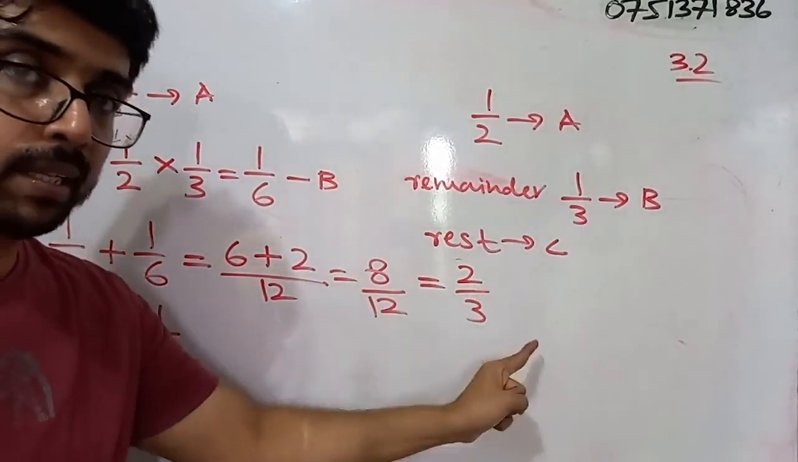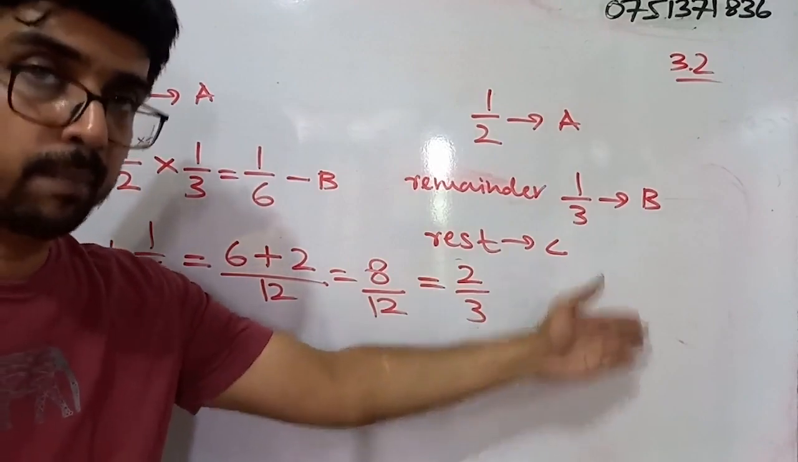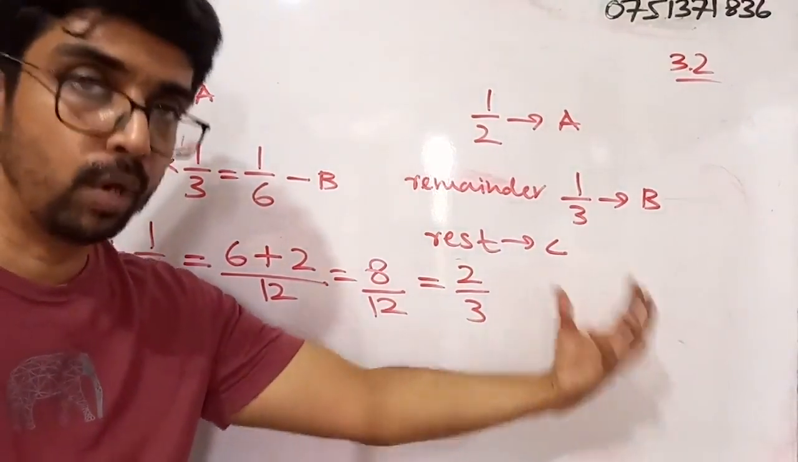2/3 plus 1/3, that is equal to what? 3/3. The whole.